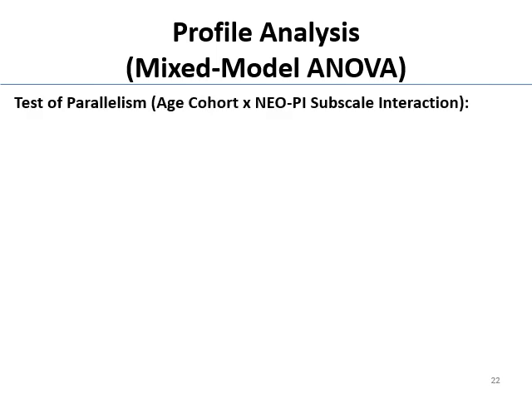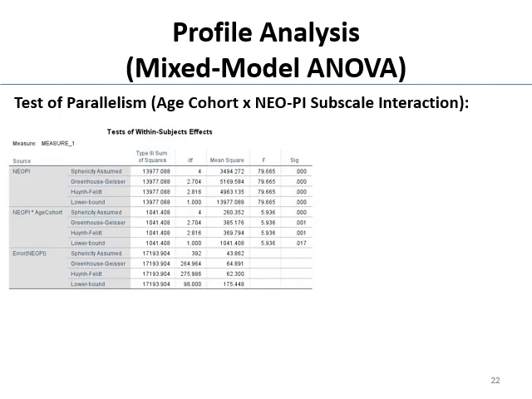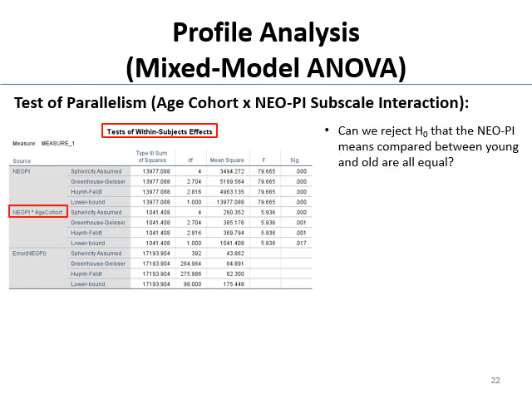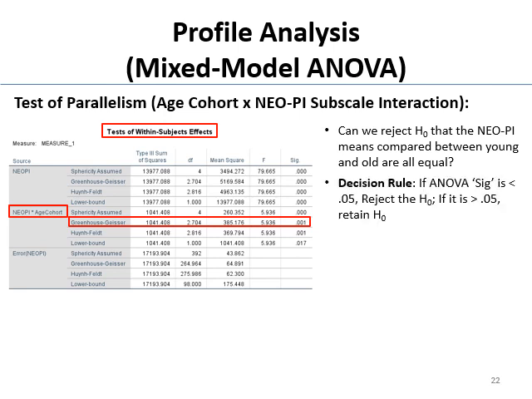So how about the test of parallelism? Well, this is your interaction term. It's just a new word they use in profile analysis for the interaction. It's in the same table, tests of within subjects effects. It's where it says NEO-PI by age cohort. And can we reject the null that the NEO-PI means compared between young and old are all equal? That is, is there a difference in their profiles? We use Greenhouse-Geisser again because the sphericity assumption was violated. And our decision rule is if the ANOVA sig is less than 0.05, reject it. If it's greater than 0.05, retain.